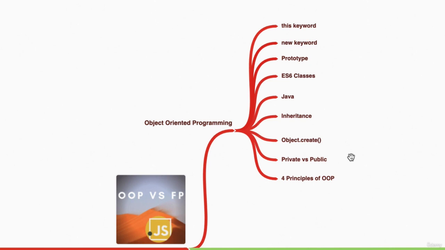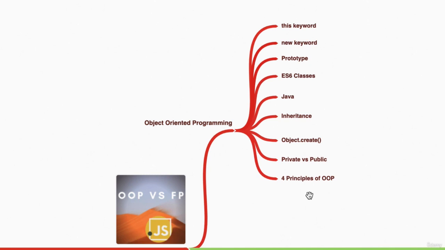We're also going to talk about private and public fields, the idea of class-based inheritance that we might see in things like Java, and then finally cover the 4 principles of object-oriented programming. Now, object-oriented programming has been around since the 70s, and it's a style of programming that is very common in languages like C#, Python, Ruby, and obviously Java.